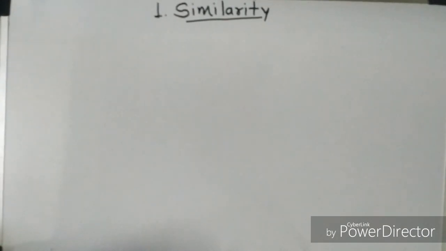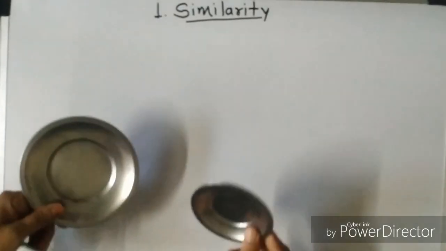Hello students, today we start the first lesson of Mathematics Part 2, that is similarity. First, we know the meaning of similarity. In simple words, similarity means similar only. Similar means what? Which look alike but are not the same size.